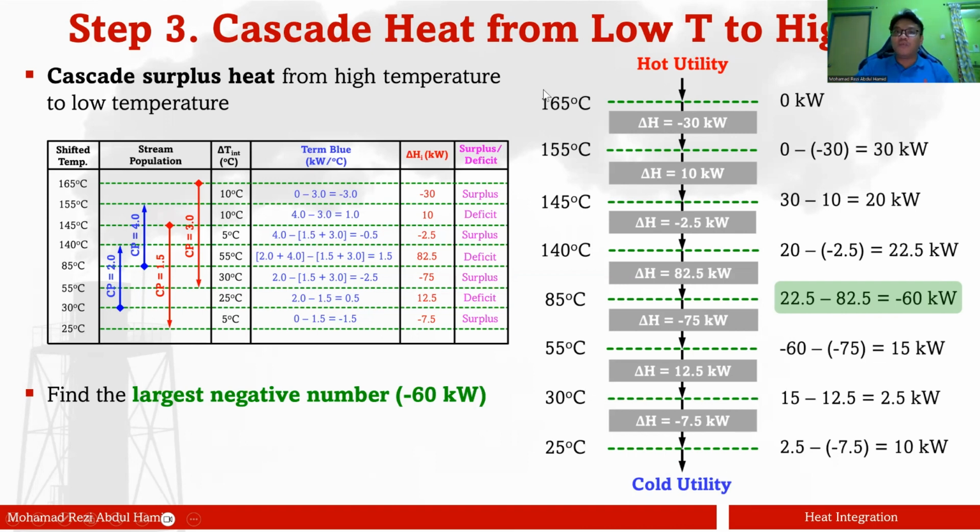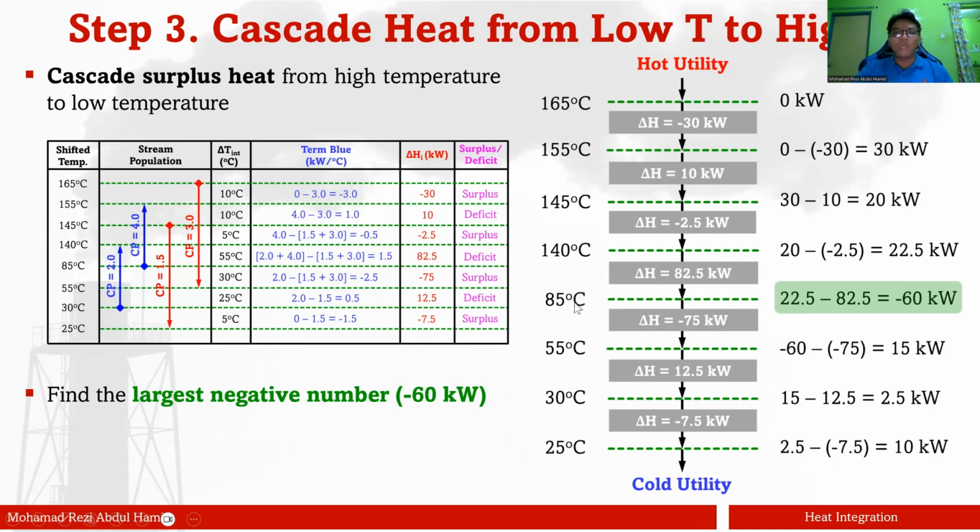Now on the left, you simply put the shifted temperature, the first column, if you remember. Between each interval, from 165 to 155, you assign their heat, which is negative 30. So in here, it's zero. I will explain this one later, I guess. So between 155 to 145, you assign 10. Between 145 to 140, you assign negative 2.5.